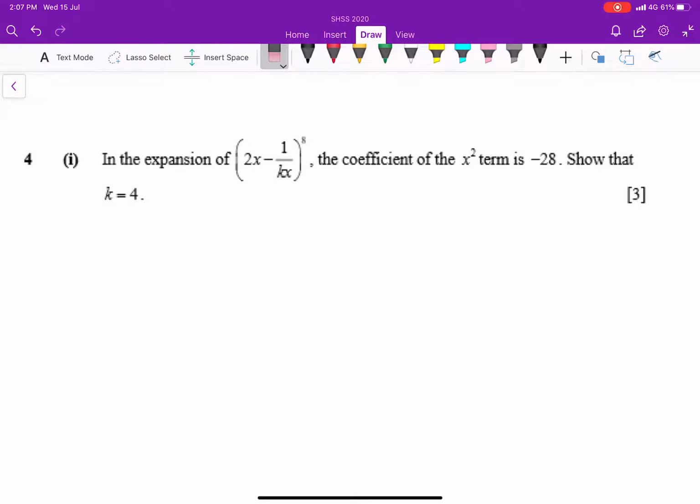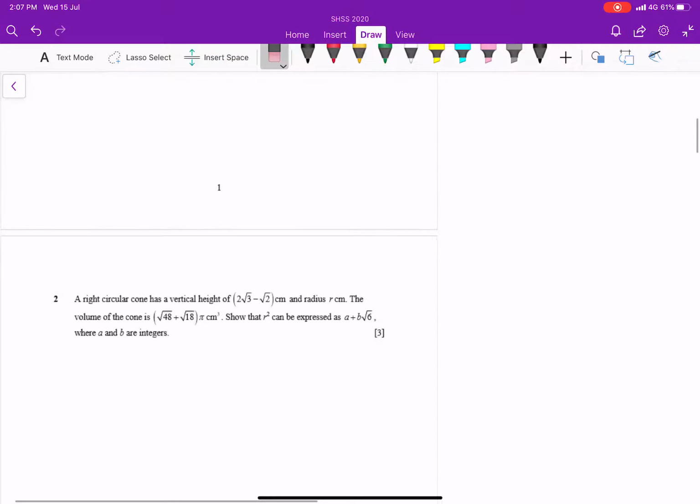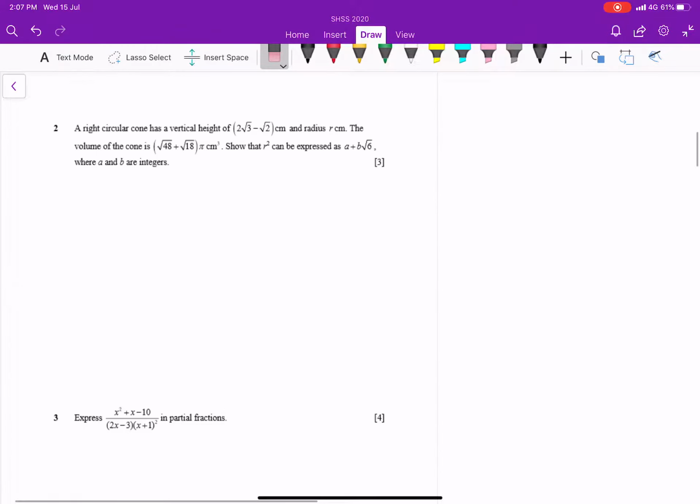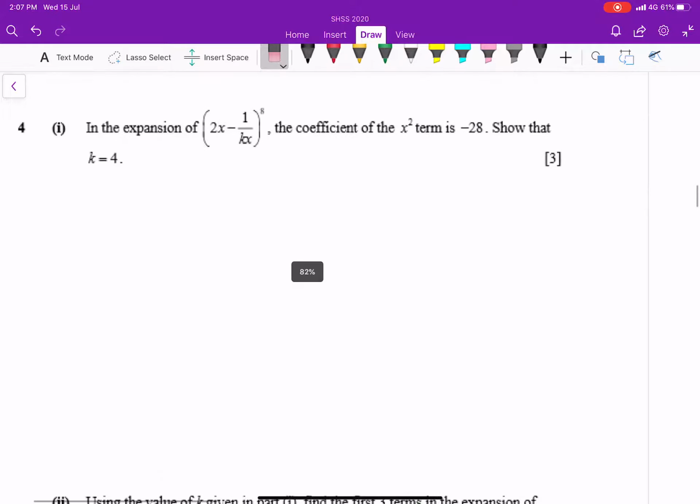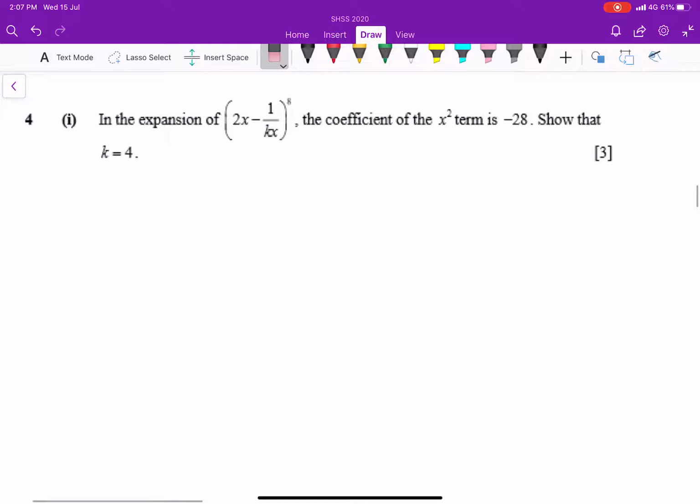Alright, Sec 3A Maths, I'm going to go through your Term 3 Holiday Assignment Quiz, question number 4, part 1. In the expansion of (2x minus 1 over kx) to the power of 8, the coefficient of the x squared term is minus 28. Show that k equals 4.